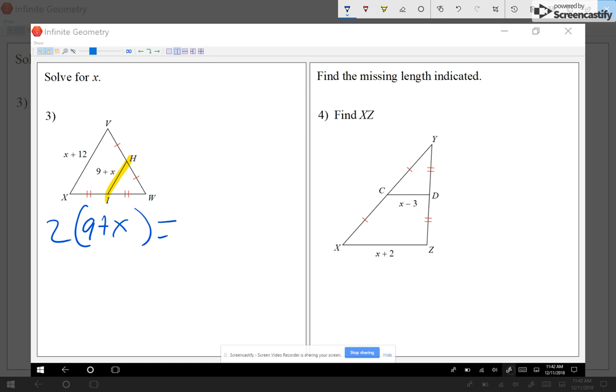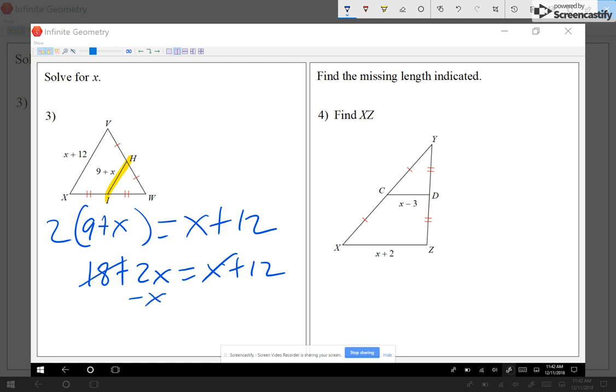There's only one base on triangles, so x plus 12. Multiply the 2 to the inside, 18 plus 2x equals x plus 12. I'm going to subtract 1x. I'm going to subtract 18. X is equal to negative 6. The instructions are solve for x, so I'm done. X equals negative 6.